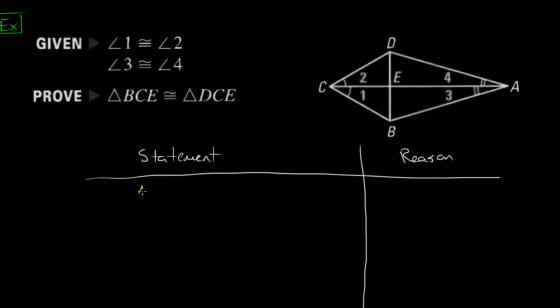So let's start with the given information. Angle 1 is congruent to angle 2. Oh, I'm writing in the wrong color. I know that's going to annoy someone. I'm pretty sure. So I'll change that. Angle 1 is congruent to angle 2. The reason that's true, given, of course.